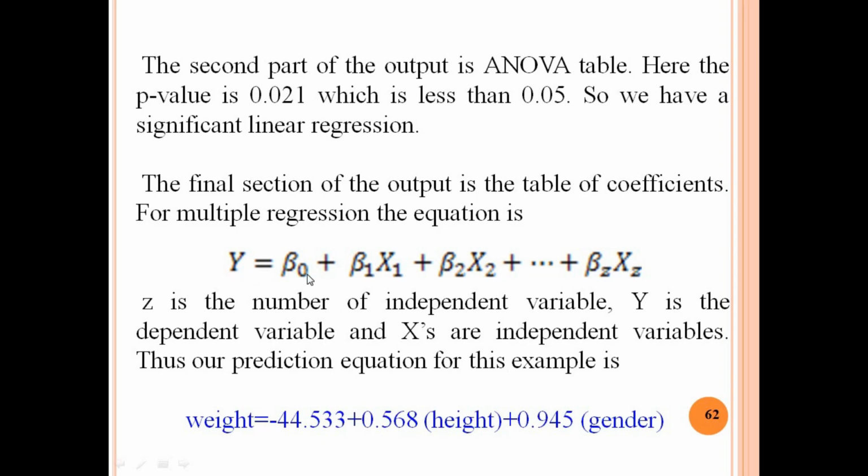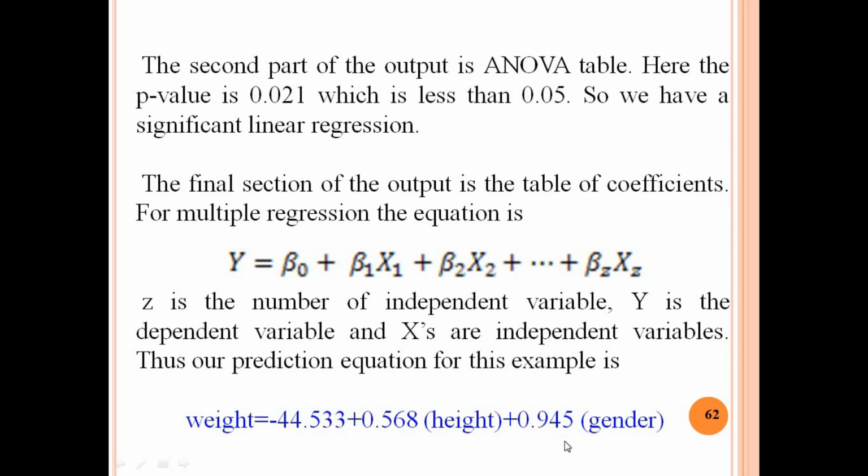Y equal to beta naught plus beta 1 x1 plus beta 2 x2 plus ... plus beta z xz. Here this z is called the number of independent variables and y is the dependent variable, and x1, x2 up to xz are independent variables. So here our prediction equation for this example, that means we have considered this example of height, weight and gender. Weight equal to minus 44.533 plus 0.568 plus 0.945.